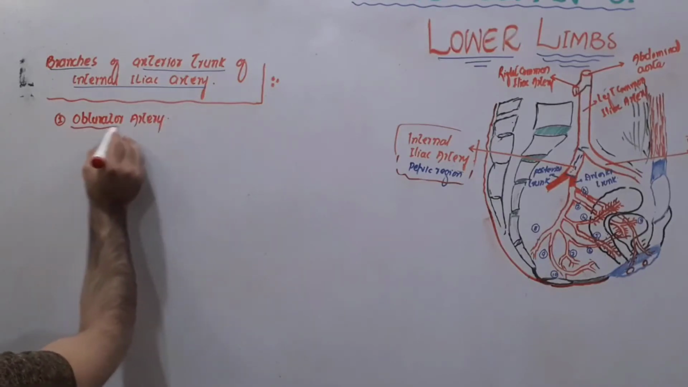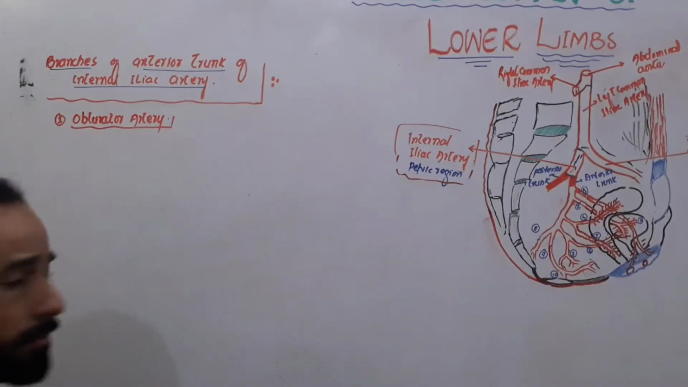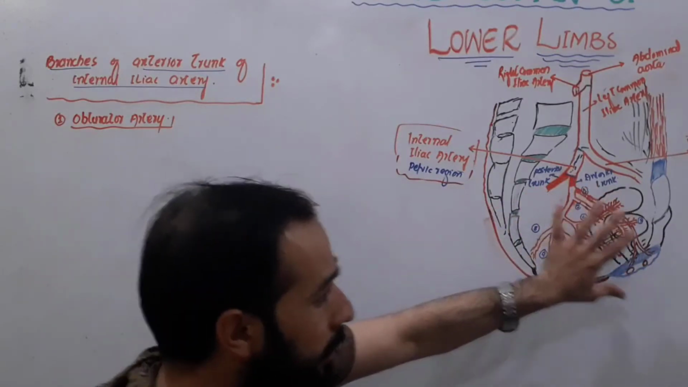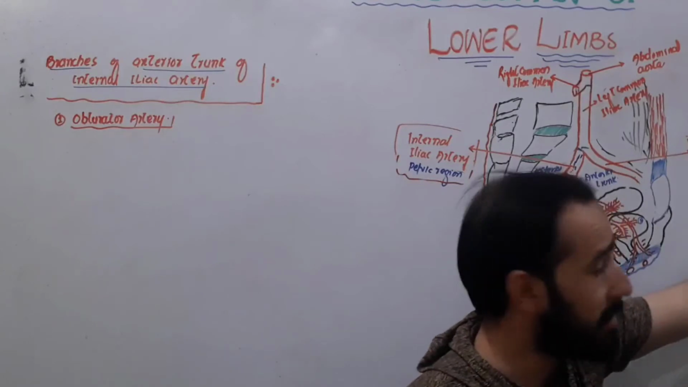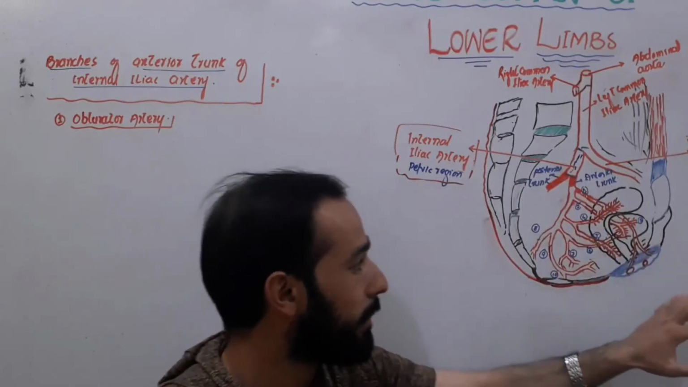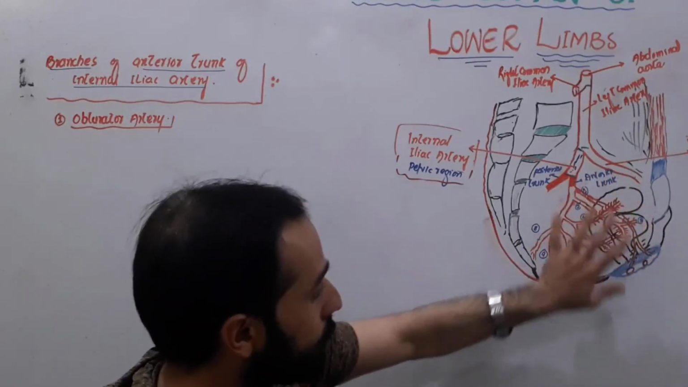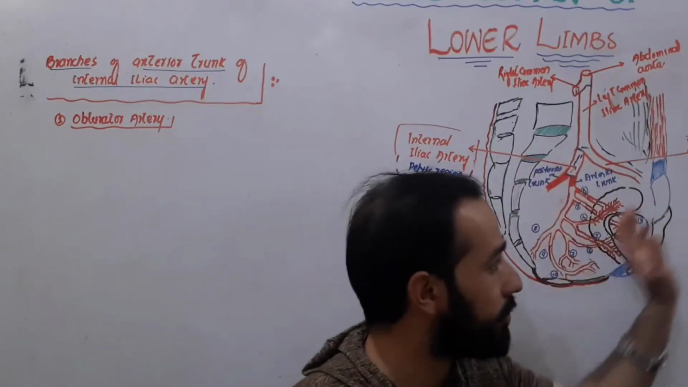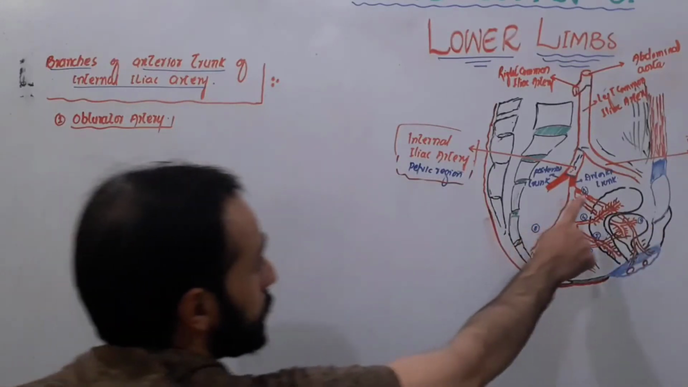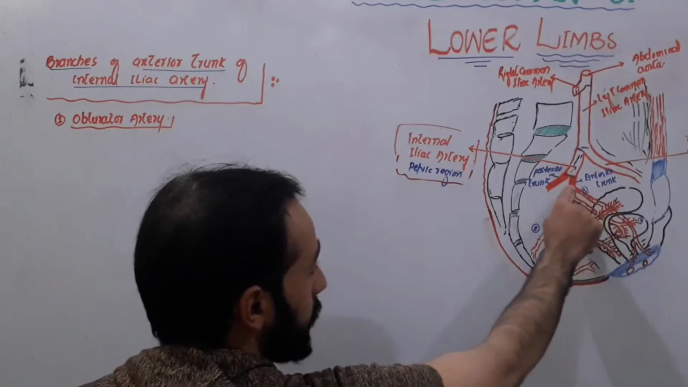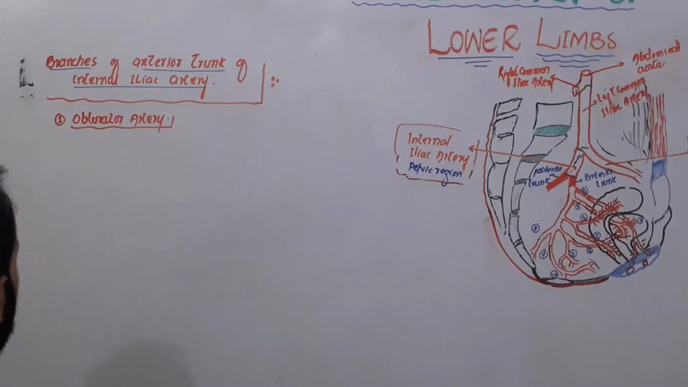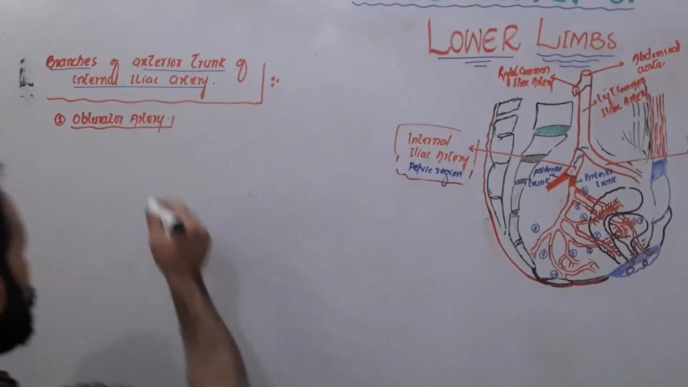In male and in female also, but I am discussing the branches of the anterior trunk of this internal iliac artery in females separately, and in males separately. There are some differences also. We cannot discuss both of them in one lecture and in one diagram, so I have made separate diagrams to make you clear about these branches. The first branch which this anterior trunk gives is the obturator artery, and this branch is responsible to supply blood to the obturator muscle.